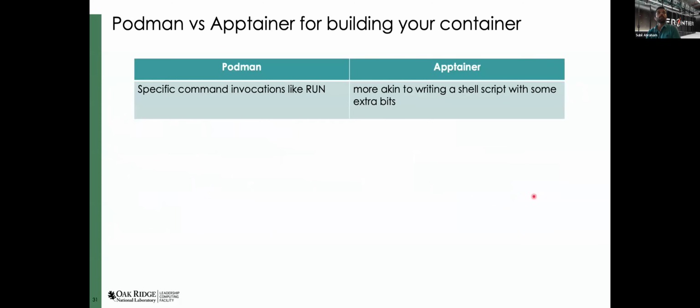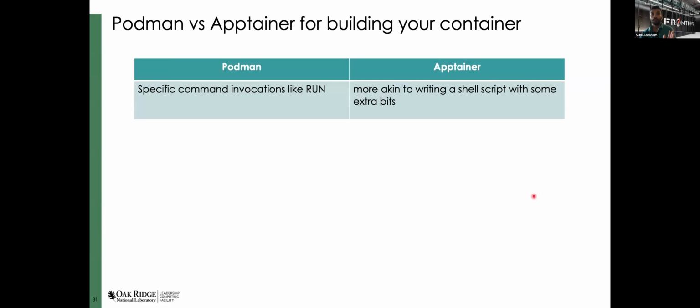So we'll talk in the next several slides. I'll compare and contrast features of Podman and the features of Apptainer and how they are different, and then talk about specifics of each in the context of HPC systems.